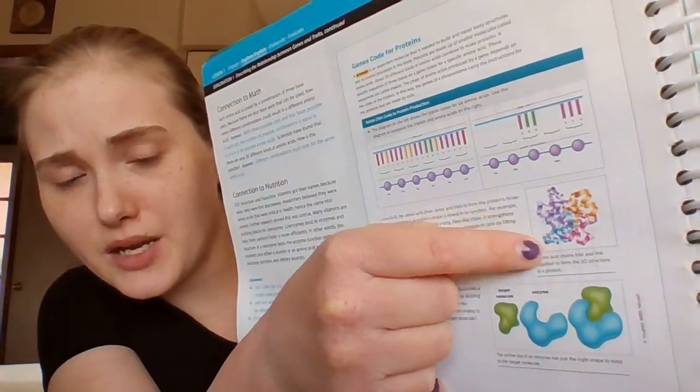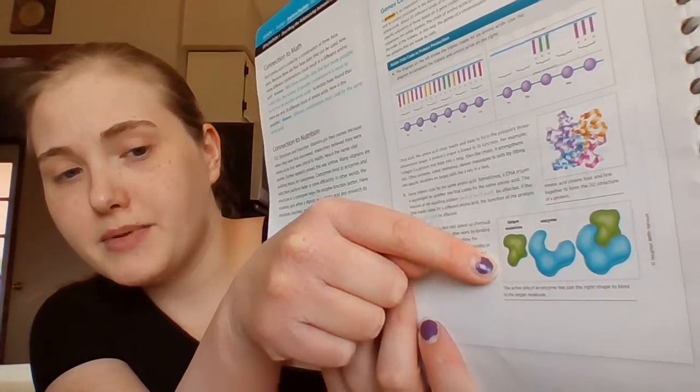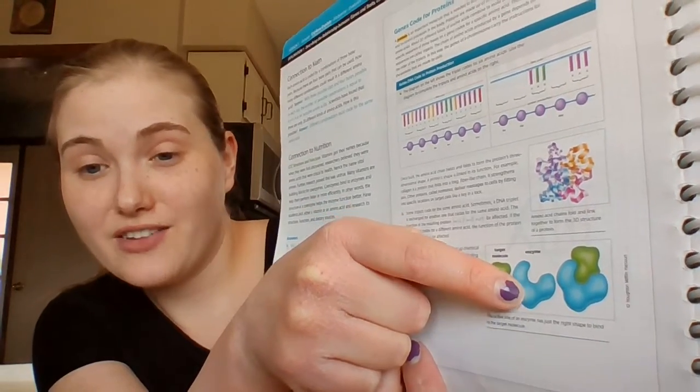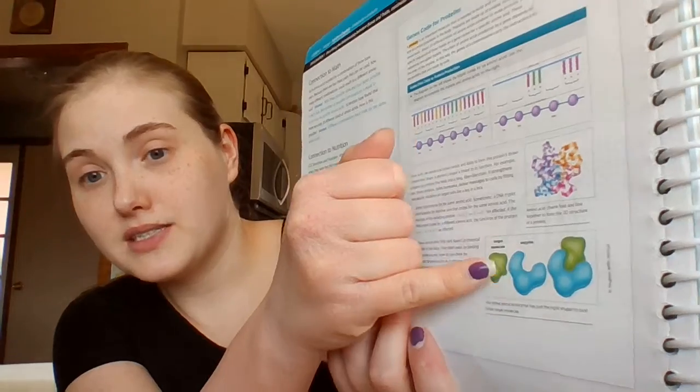So this is the 3D shape of a protein. So this is a protein molecule. And then this is that enzyme and target molecule. So here's your target molecule. Here's your enzyme. They fit together like puzzle pieces or a key to a lock. Each target molecule fits a specific enzyme. So if they don't match together, they won't go together.